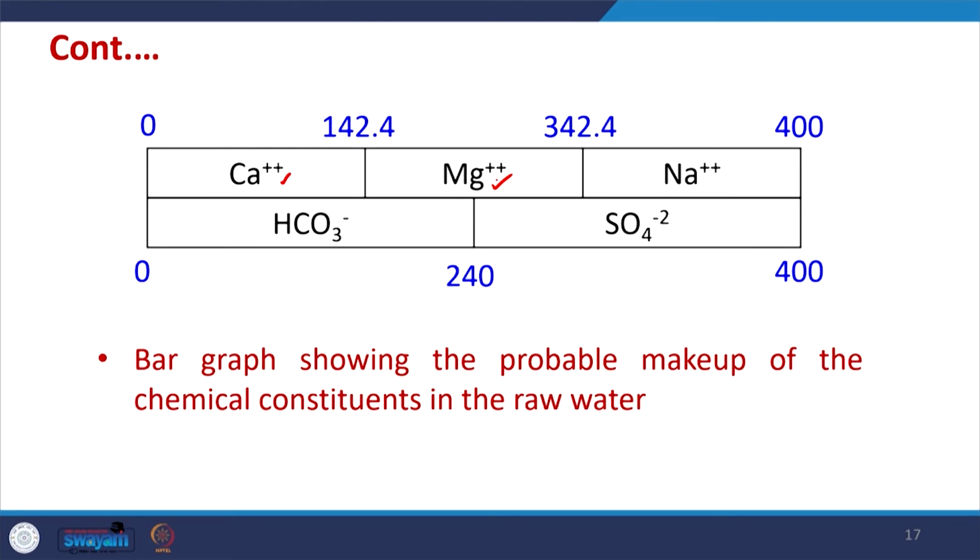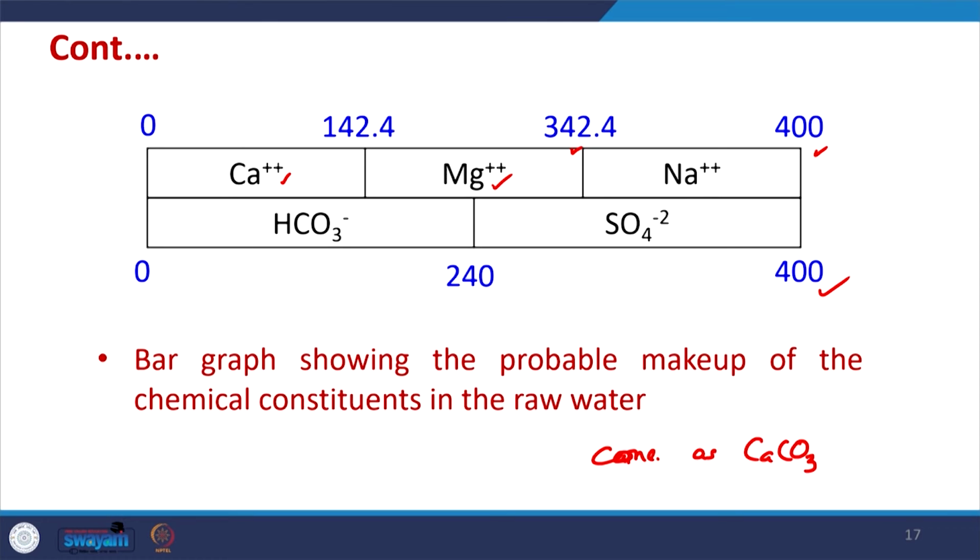142.4 plus the magnesium, so it will become 342.4, and plus sodium it is 400. So, we find that okay, there is virtually no error with respect to calculation. So, the bar graph showing the probable makeup of the chemical constituents in terms of concentration as CaCO3. So, remember these are the concentration as CaCO3 we have reported here.